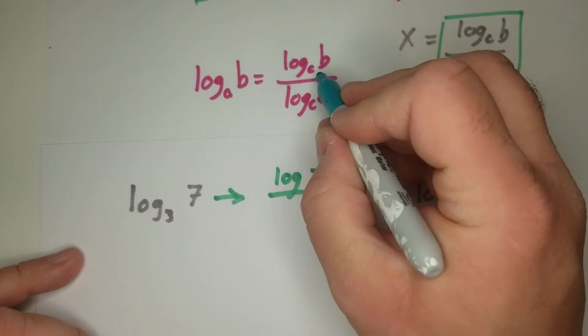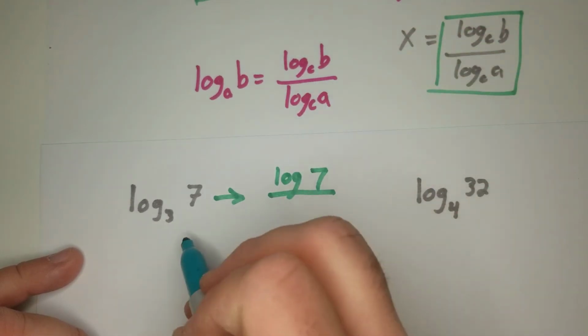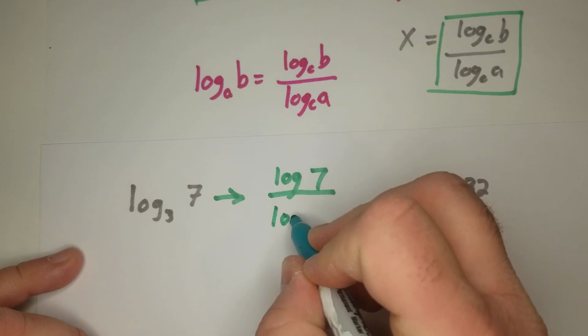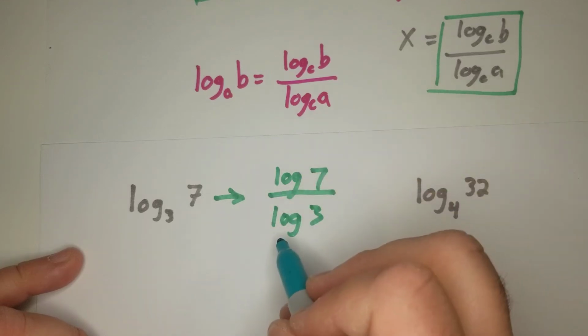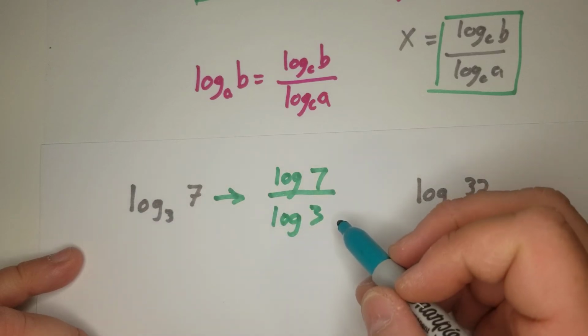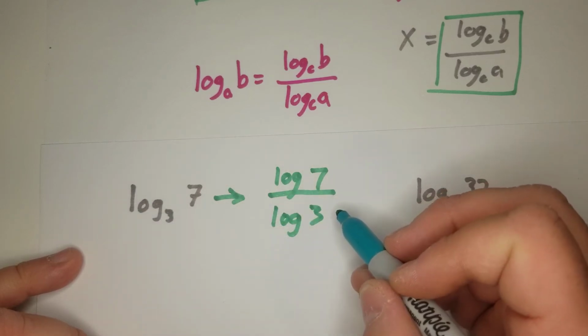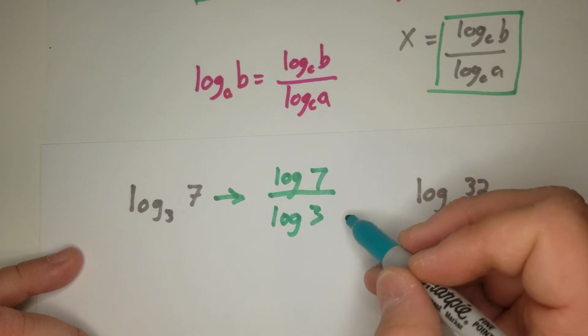7 is the argument of the original log. That's the argument in the numerator. 3 is the base of the original log. That's the argument in the denominator. So this is the same expression as this. And if you have an old calculator that can't do any other bases besides 10 and e, this is how you would type that in.